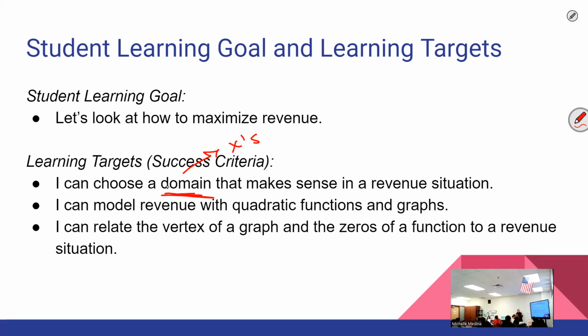So do you guys even know what revenue is? Nothing. Okay. Well, what is usually on the x-axis? Can you tell me that? Time. And revenue would be money related, almost like a profit. So revenue would probably be in dollars. So if we're trying to maximize revenue, trying to maximize our profits, this learning target says we want to choose a domain that makes sense in a revenue situation.